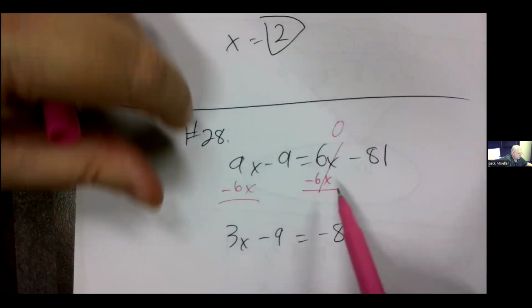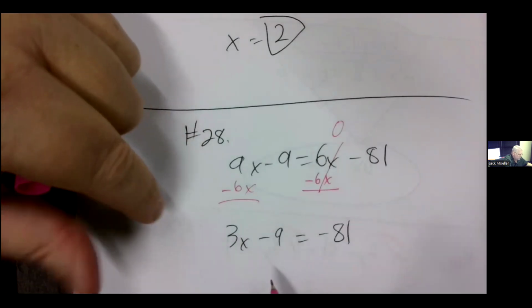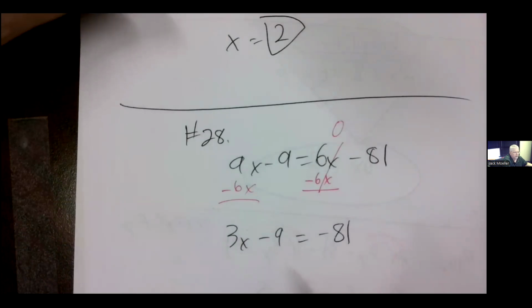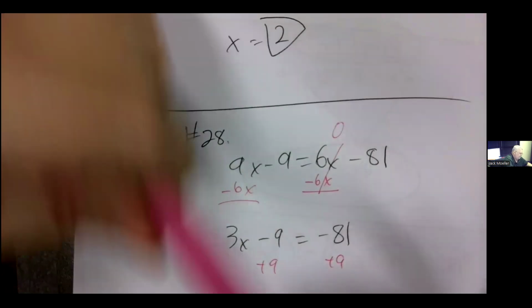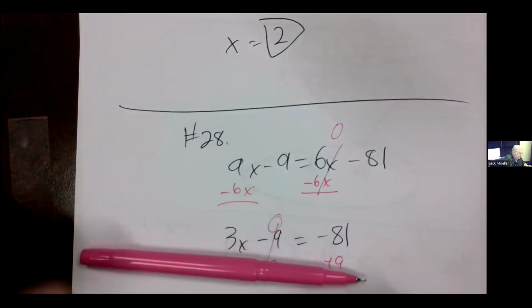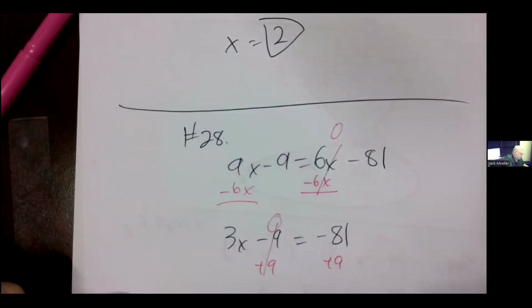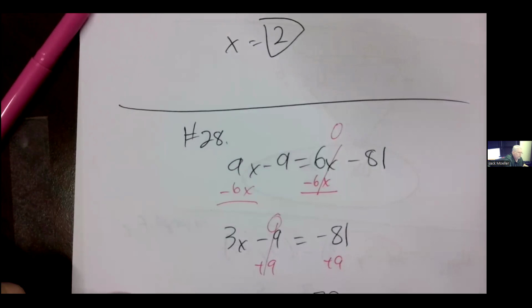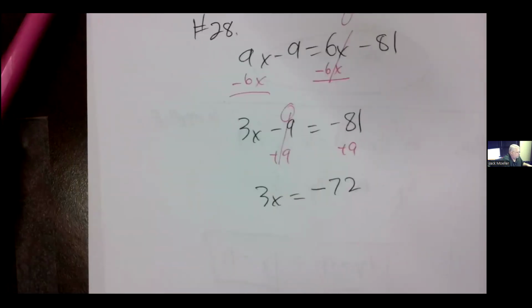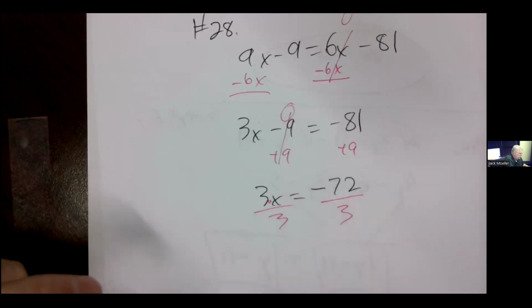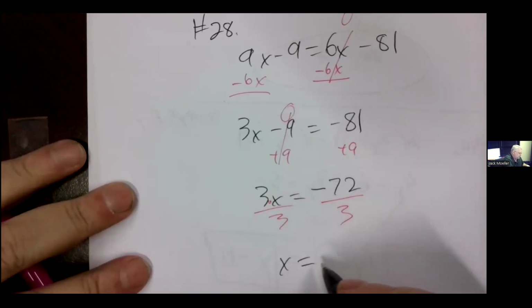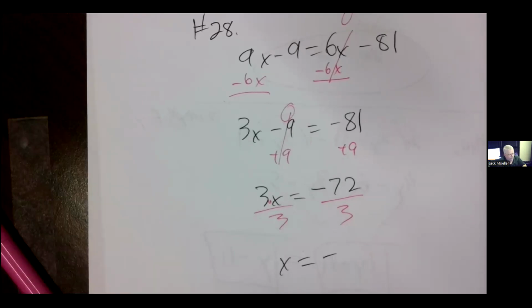And the reason I like to do that first is because now we're right back to what we did with 26. And so we're going to add 9 to both sides. That goes to 0. 3x = -72. And then it's 3 times x, so we divide both sides by 3. So we get x equals negative, is that 24? Yeah, -24.